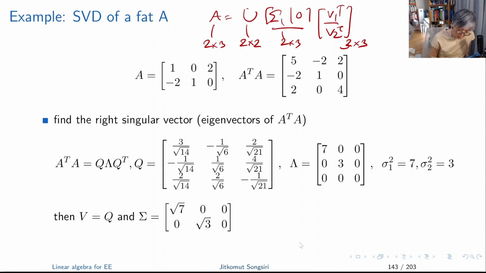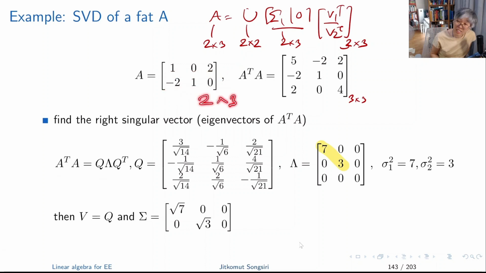So A is 2 by 3, and A transpose A is 3 by 3. We perform the eigenvalue decomposition of A transpose A. And then we find that you get only 2 non-zero eigenvalues, because the rank of A is 2. A is fat, 2 by 3.